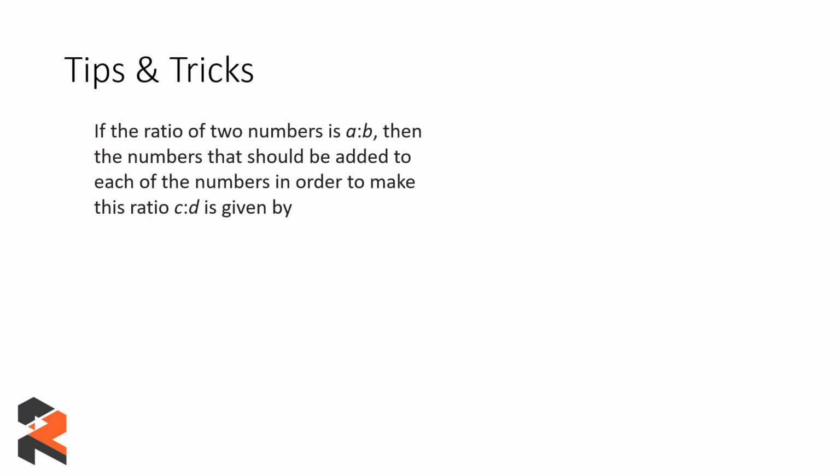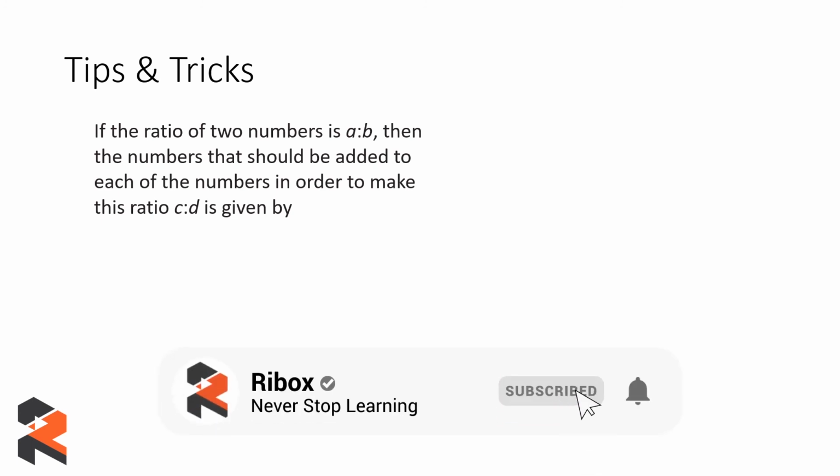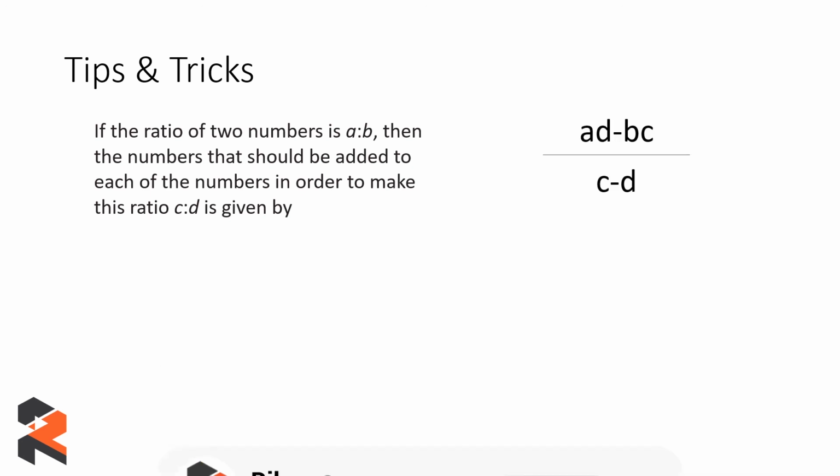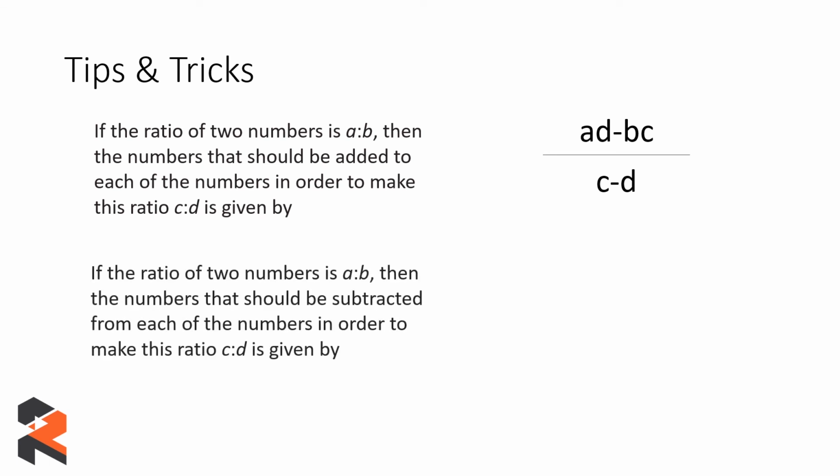Now let's look at another tip and trick which we will be discussing here. If the ratio of two numbers is A is to B, then the number that should be added to each of the numbers in order to make this ratio C is to D is given by AD minus BC upon C minus D. And in a similar manner, if the ratio of the two numbers is A and B, and the number that should be subtracted from each of the numbers in order to make the ratio C by D, it is given by BC minus AD upon C minus D.